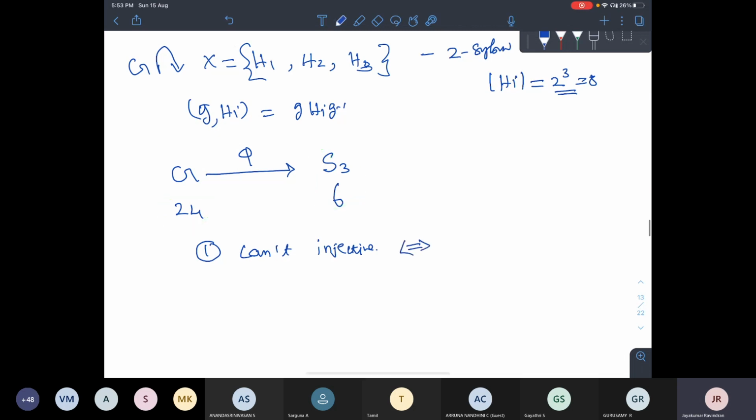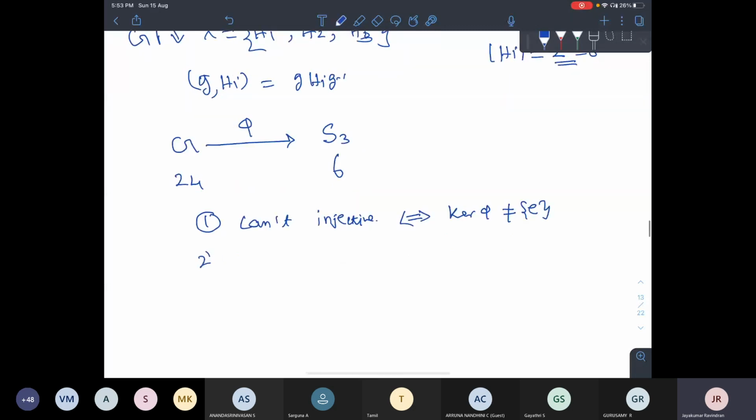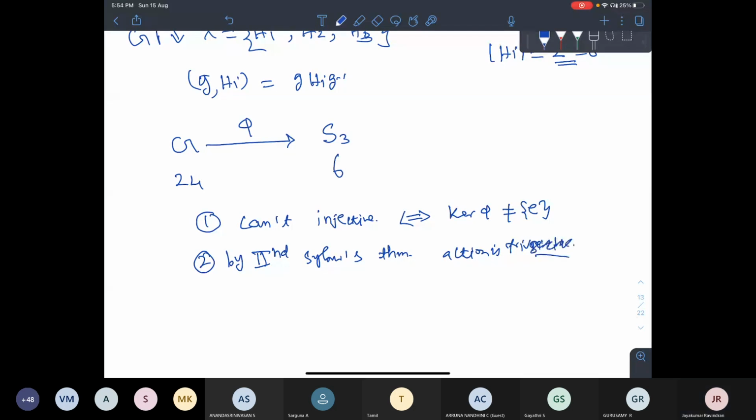So that implies the kernel of phi is not trivial. If the kernel of phi is trivial, it is injective, so 24 must be at most 6. So this happens. The second thing, by the second Sylow theorem, the same idea: the action is transitive. So the action is transitive, so the kernel is not full.